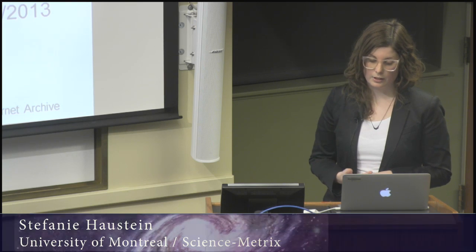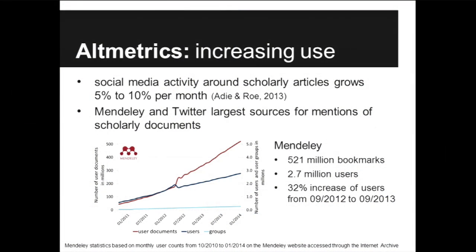So here you see that right now Mendeley has 520 million bookmarks, which is the sum of all bookmarks. So it's not unique papers, but the number of times something has been saved to a user's account. They have 2.7 million users right now, and the number of users has increased within a year, from September 2012 to 2013, by 32%.